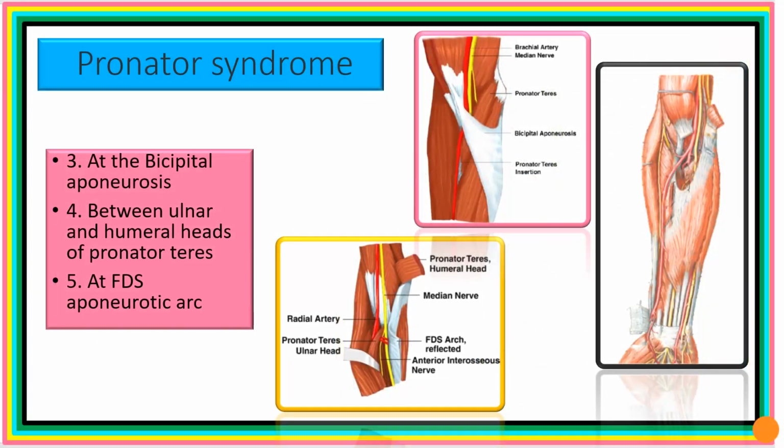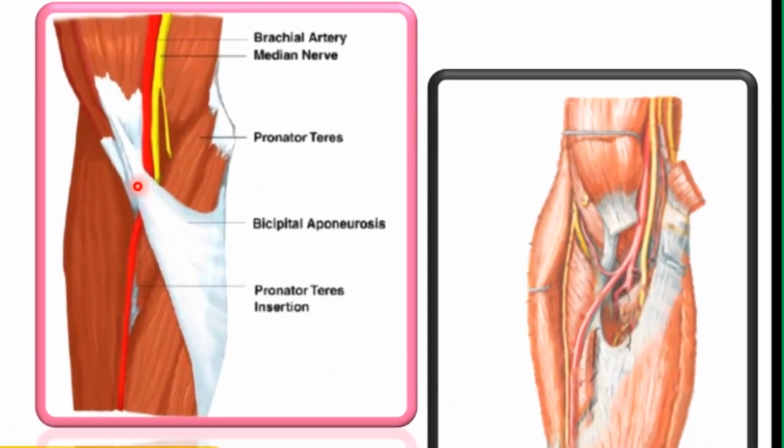The third point for this median nerve entrapment is at this point of bicipital aponeurosis. Here is the bicipital aponeurosis. As the median nerve runs deep to this aponeurosis, as it enters the forearm, it can be entrapped in this space.